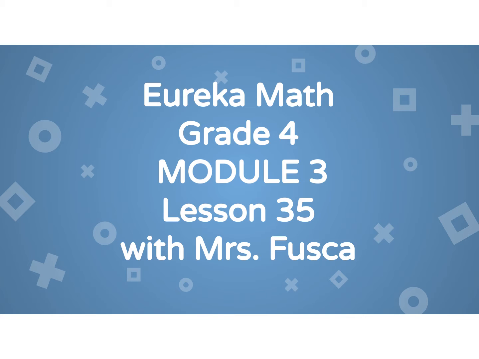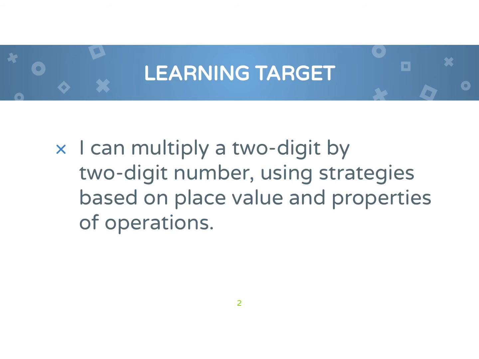Hi guys, so today is Module 3, Lesson 35. We have the same learning target: we're going to finally get to a point where we can multiply two-digit numbers by two-digit numbers. We need to be sure we're using the strategies based on place value and properties of operation, especially associative and distributive properties that we talked about yesterday.